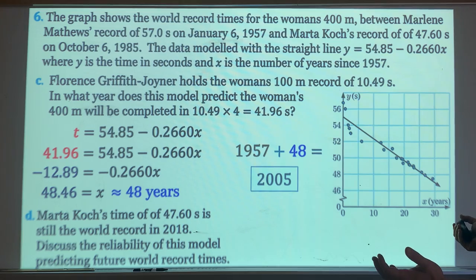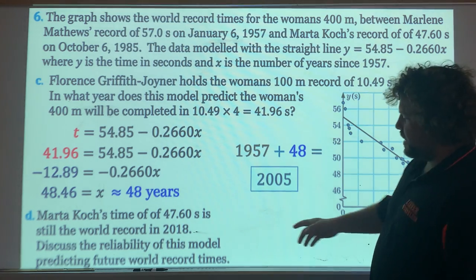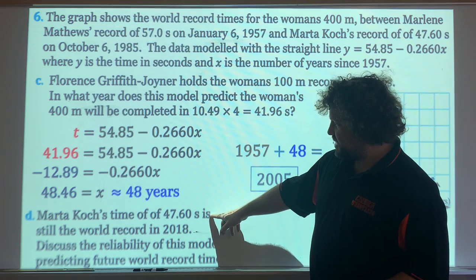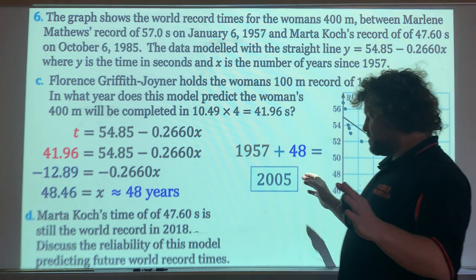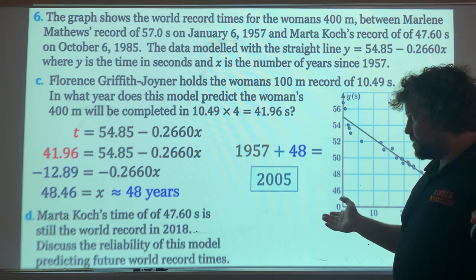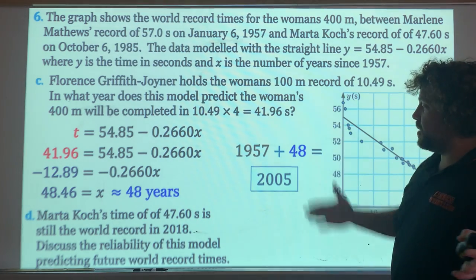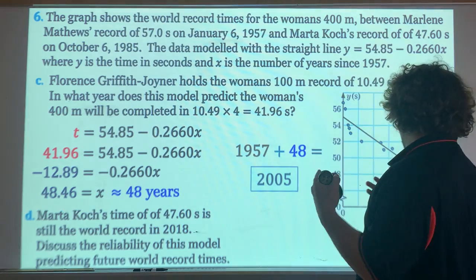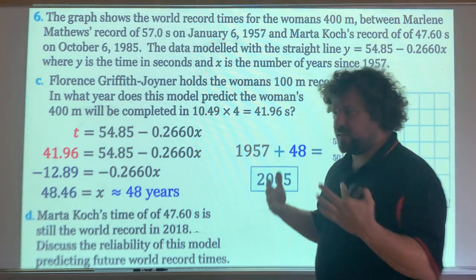Well, wait. In 2018, when this book was written, her time of 47.6 seconds is still the world record. How is that possible? How come we're not down to 41? Well, because these are just models. There are people that are extremely fast and rare to come around.